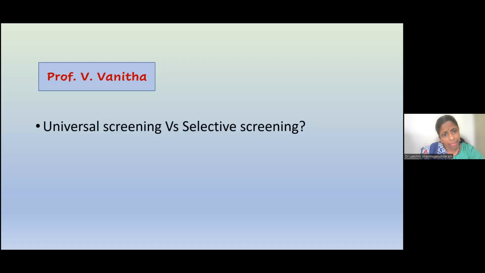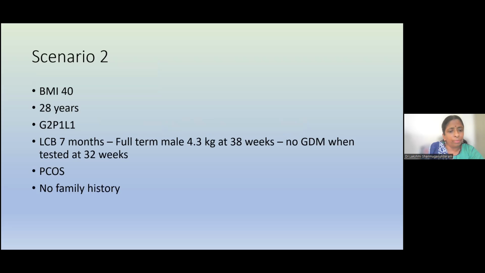Yes, ma'am. So we will skip this question because we have already discussed that universal screening is the best way forward. And we will move into the next case scenario, which is a BMI of 40. We are all seeing increasingly women who are large, and it is a very important practice that we document weight and BMI so that we can assess their risk in a more systematic manner.